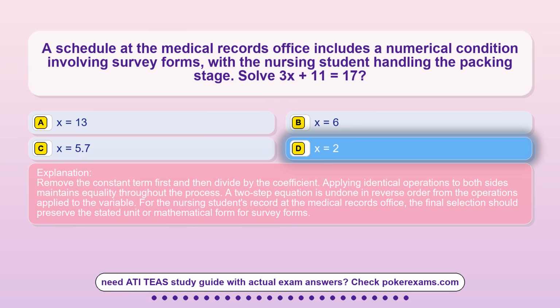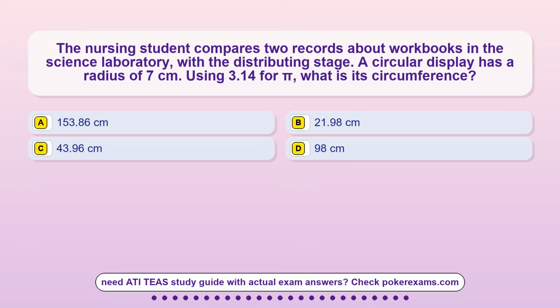For the nursing student's record at the medical records office, the final selection should preserve the stated unit or mathematical form for survey forms. Question 17. The nursing student compares two records about workbooks in the science laboratory, with the distributing stage. A circular display has a radius of 7 centimeters. Using 3.14 for pi, what is its circumference?